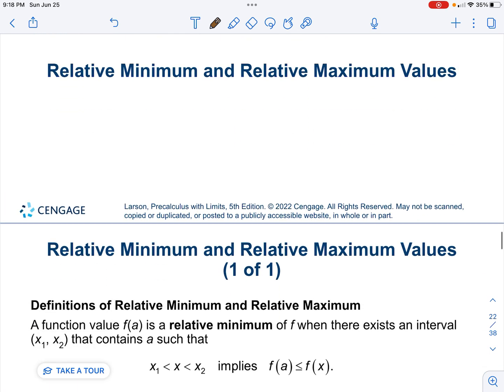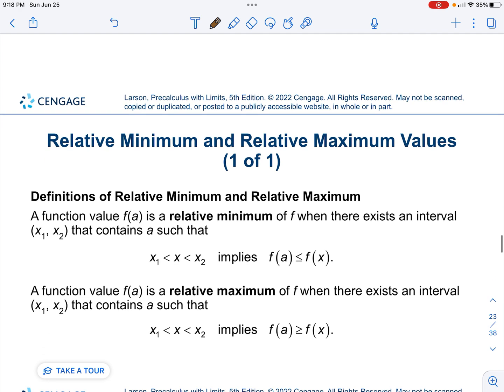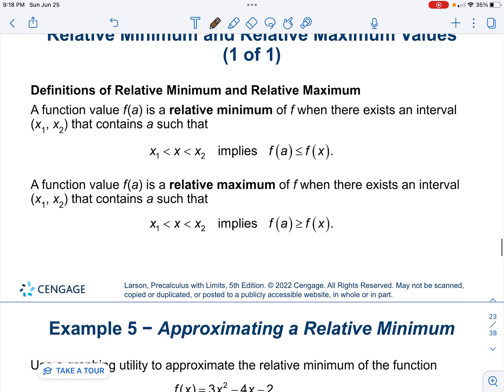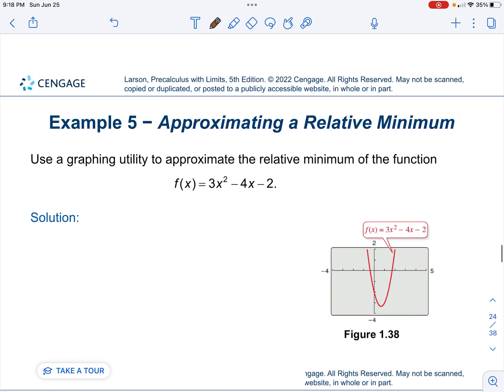Relative minimum and relative maximum values. When you're looking for a relative min or max, it means that it's the min or max in that little neighborhood, that little area. It might not be the min or max of the whole function, but it is of that little spot.